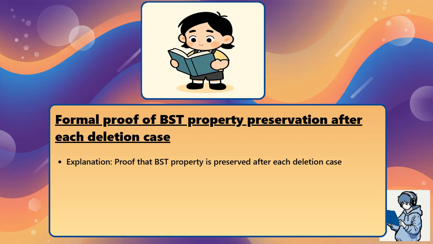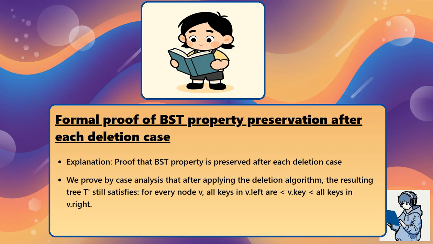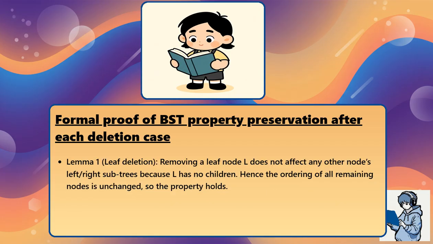Explanation: proof that the BST property is preserved after each deletion case. We prove by case analysis that after applying the deletion algorithm, the resulting tree T' still satisfies: for every node V, all keys in V.left are less than V.key, which is less than all keys in V.right. Lemma 1, leaf deletion: removing a leaf node L does not affect any other nodes' left/right subtrees because L has no children. Hence, the ordering of all remaining nodes is unchanged, so the property holds.